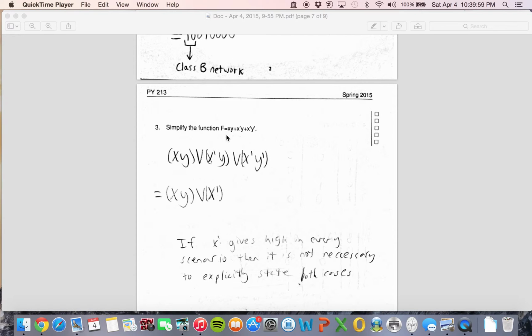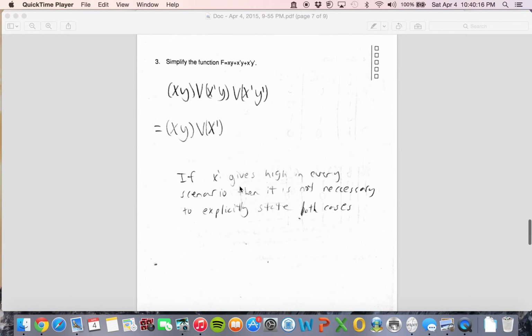For question number 3, I've simplified this function to x and y, or x prime here. You can see in my first step I have x prime and y, or x prime and y prime. There's no reason to use both of those expressions when you know that no matter what is paired with x naught, it will be positive.